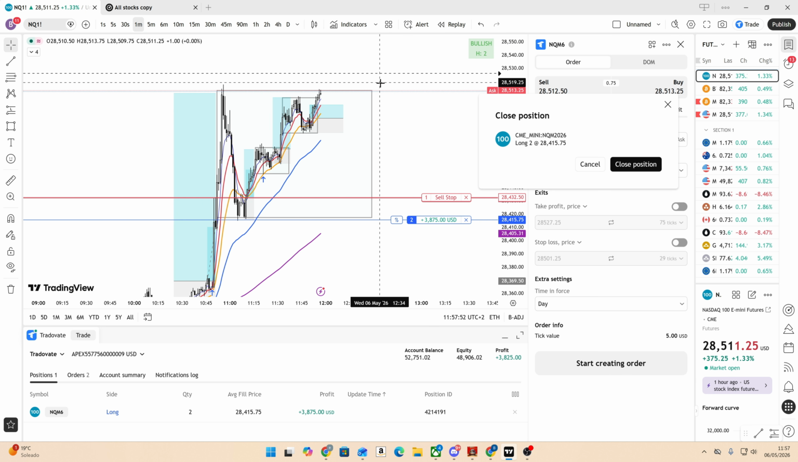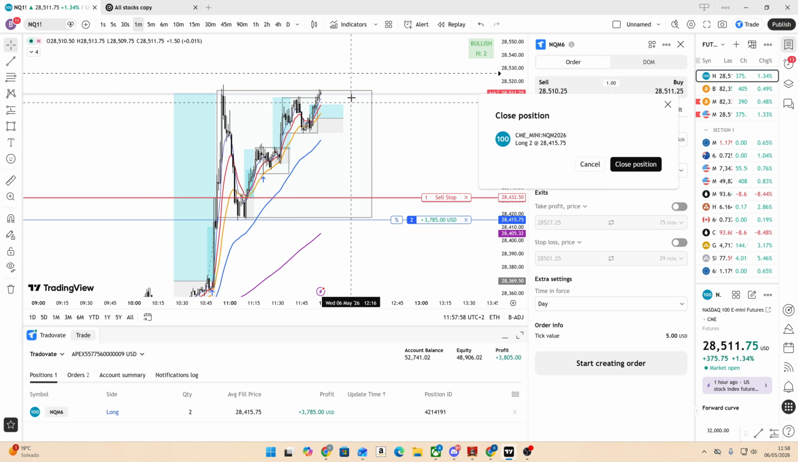So even if it doesn't get fully validated, a lot of times it just gets partially validated, and then we come back to break even. Because again, this is how supply and demand zones are being created. Yeah, it looks like it's slowing down now.